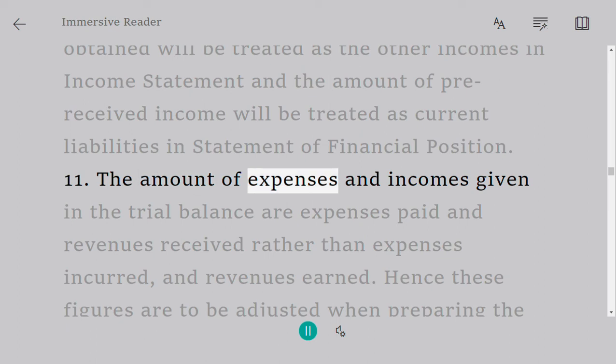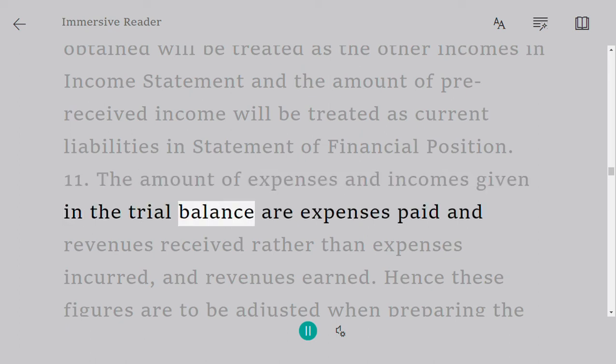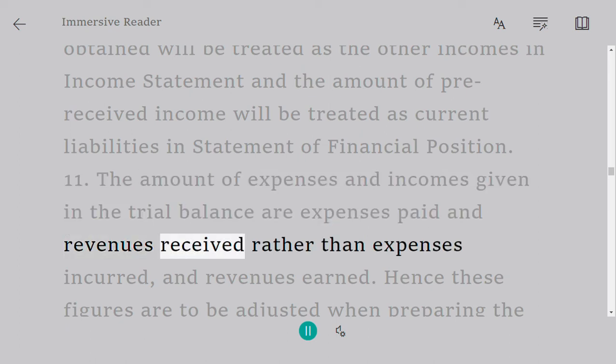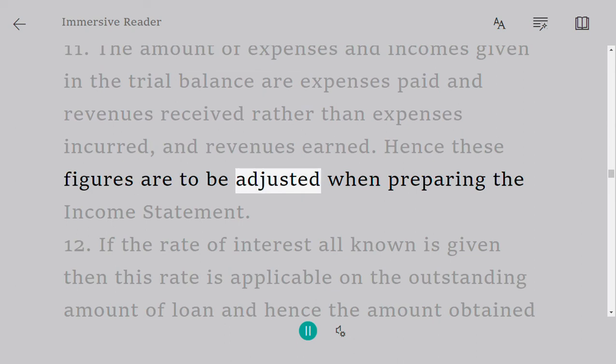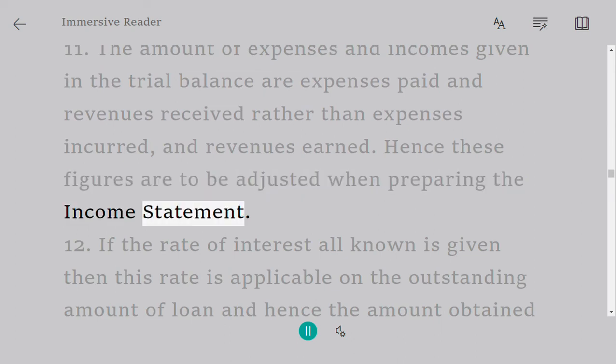11. The amounts of expenses and incomes given in the trial balance are expenses paid and revenues received rather than expenses incurred and revenues earned. Hence these figures are to be adjusted when preparing the income statement.